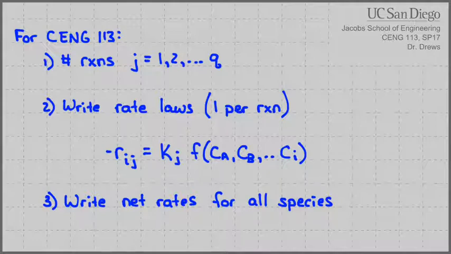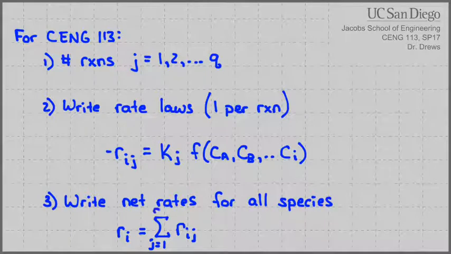The net rates for any species are pretty easy. The rate of either generation or consumption of species I is just equal to the sum of all of those rates of I and J from the first reaction J equals 1 to the last reaction Q. I kind of squeezed that in there, but there it is. So this step requires only the reactions. You write one for any of the important species. This step, you write the net rates for all species.